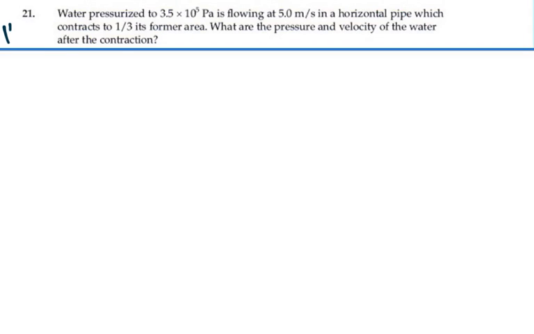Here's problem 1421. Water pressurized at 3.5 times 10 to the 5 pascals is flowing at 5 meters per second in a horizontal pipe which contracts to 1/3 of its former area. What are the pressure and velocity of the water after the contraction? Well, we have a couple things going on here.